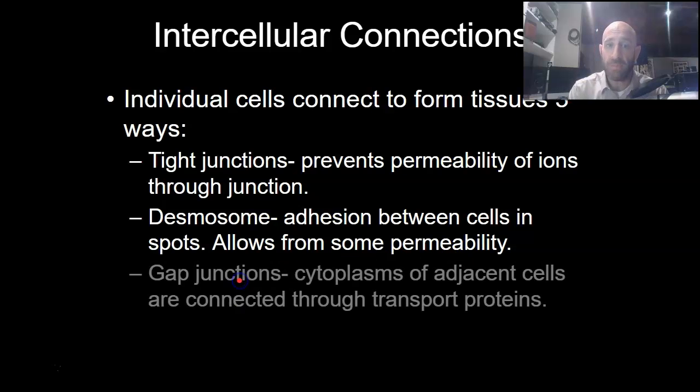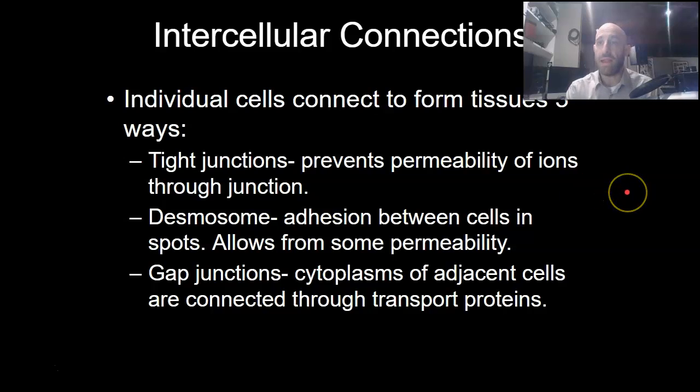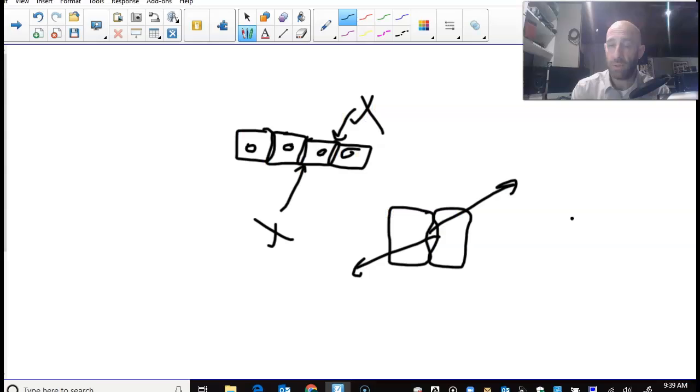And then the third type is called a gap junction. And in a gap junction, both cells allow for the interchange back and forth between them. So the cytoplasms of adjacent cells that are next to each other are connected through proteins that allow for transport. So let me just show you real quick what that would look like.